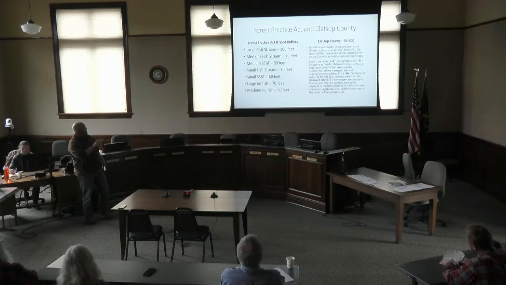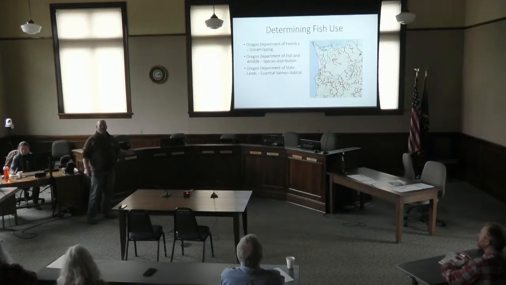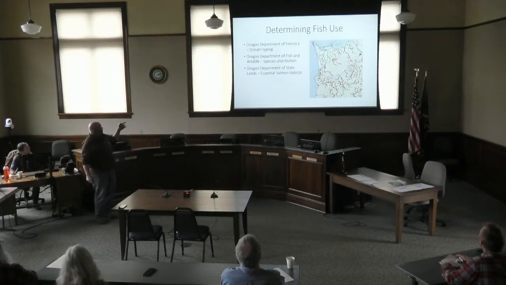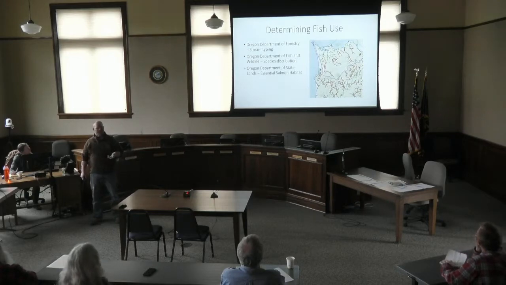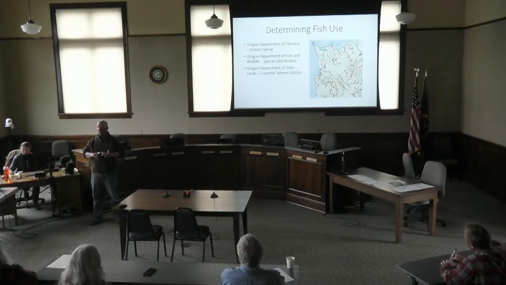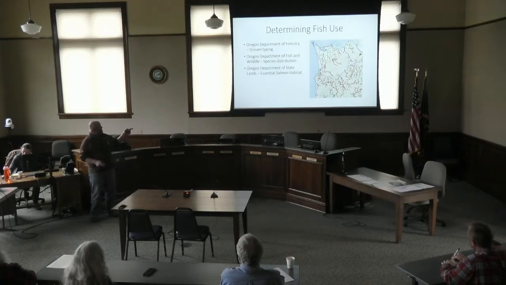And then the next question becomes, well, how does a landowner tell that? And that information is actually there. Oregon Department of Forestry has a stream type GIS layer. That's the one they use for the Forest Practices Act. It labels streams as small, medium, and large, and as fish, non-fish, or SSBT. So they've got their layer. That's the one I have on my computer, so it's the one I grab.